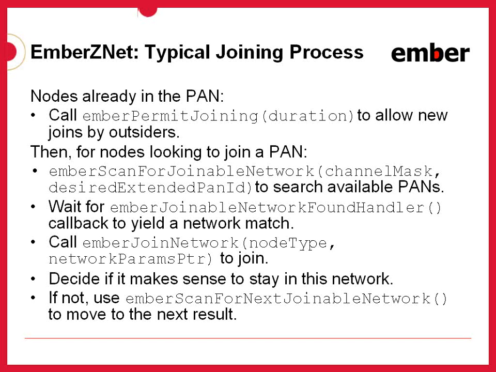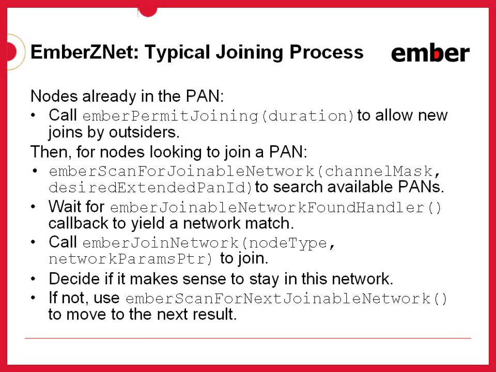And if you determine all this within a 30-second period, you can use emberScanForNextJoinableNetwork, which says, I've already ruled out this first network. I'd like to move on to the next results. So go assess the available joinable networks again, but only give me a joinable network found handler for networks that I haven't tried lately.